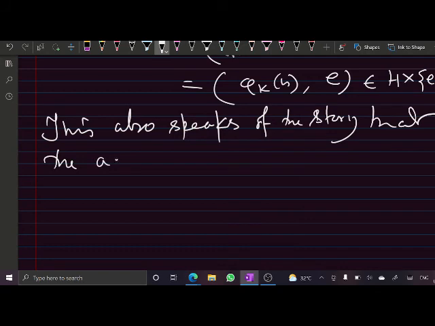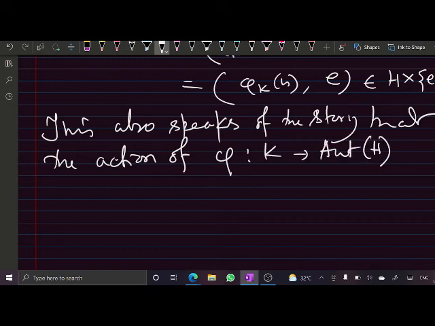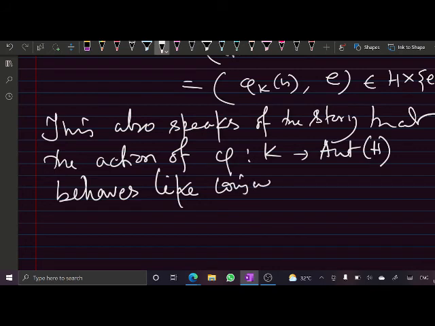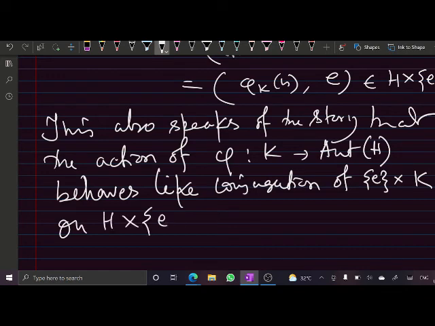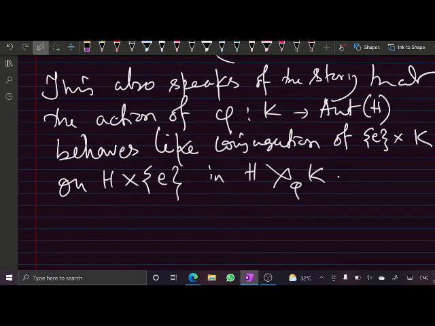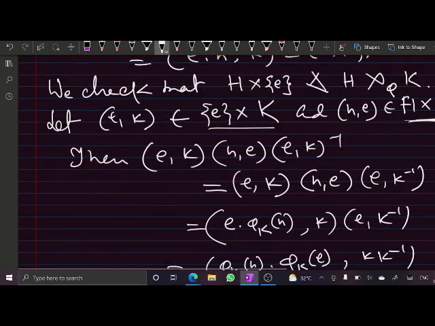the action of the homomorphism phi from K to the automorphism group of H behaves like conjugation of the copy of K on the copy of H in the semi-direct product of H and K. So the action of phi on H behaves like conjugation of the copy of K on the copy of H in the semi-direct product. Okay, so this completes the proof.